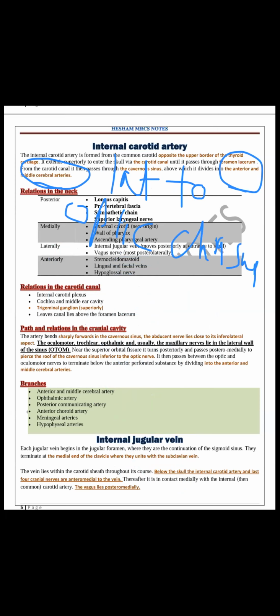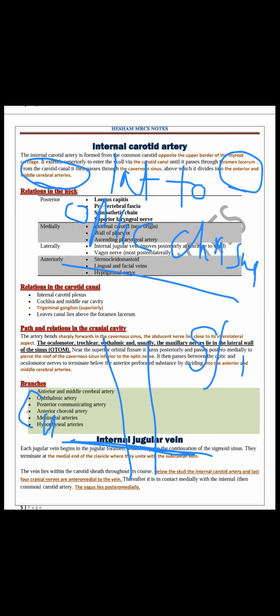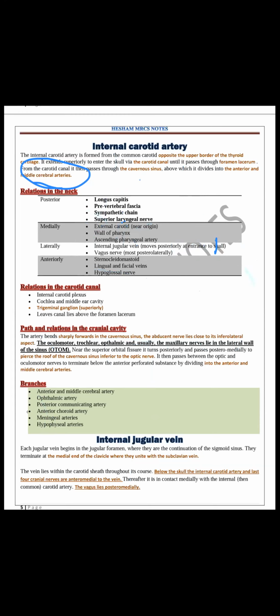So again, from the start, it started opposite the upper border of the thyroid cartilage, opposite C4. It passes within the carotid sheath. The external carotid artery is superficial and medial to the internal carotid artery. The internal carotid artery has no branches in the neck. How does it reach the skull? It passes from below into the carotid canal and from above into the foramen lacerum. Then it enters the cavernous sinus to end just lateral to the optic chiasma by the anterior and middle cerebral arteries.